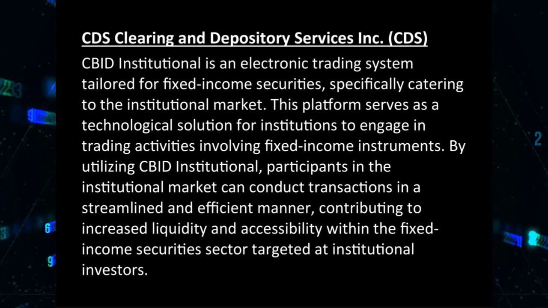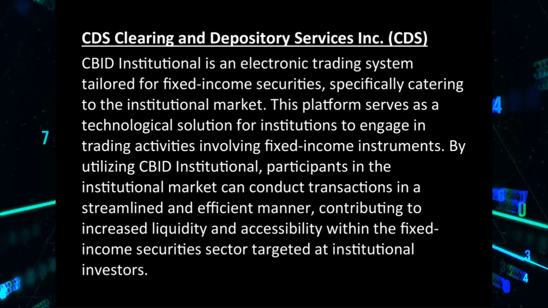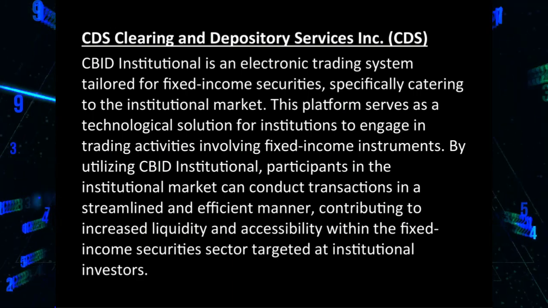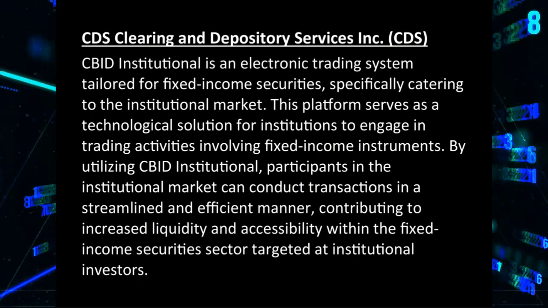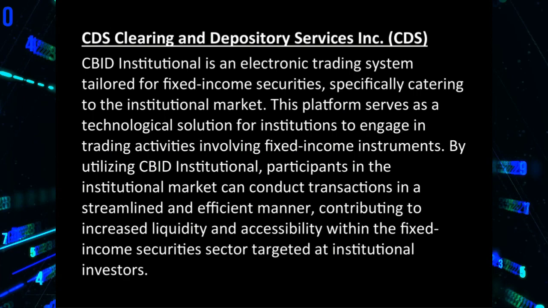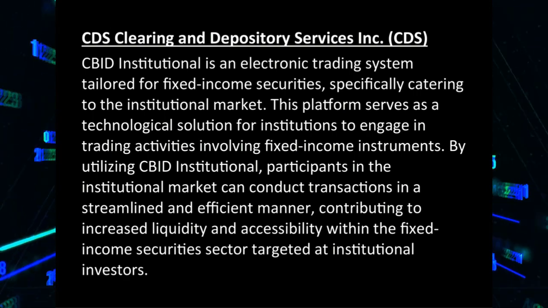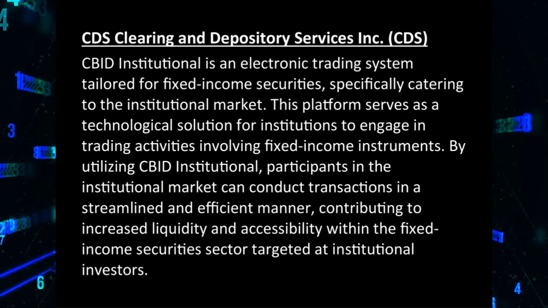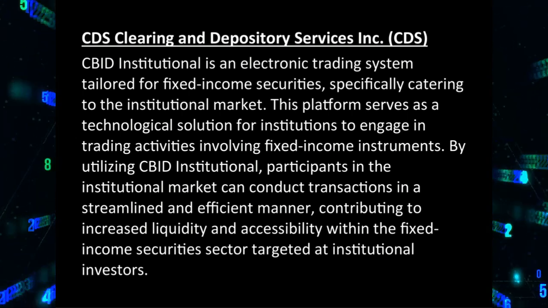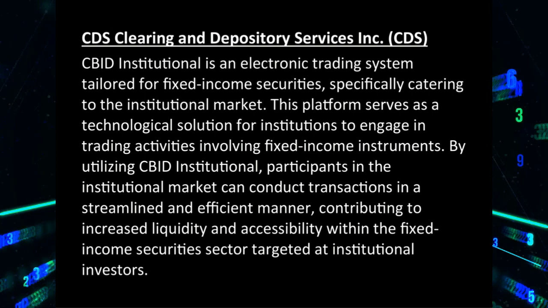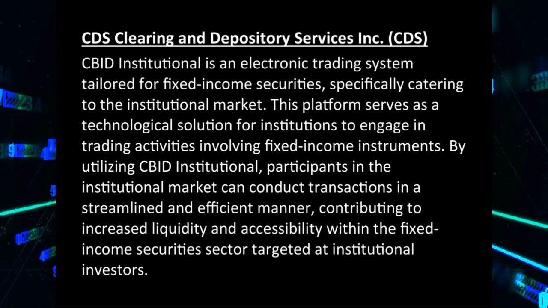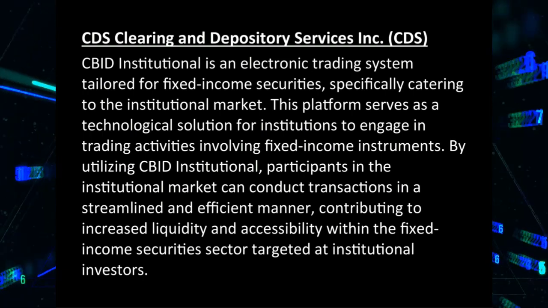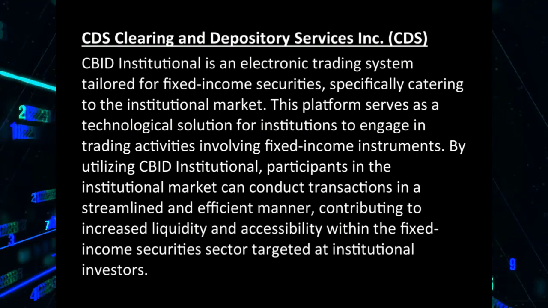QID Institutional is an electronic trading system tailored for fixed income securities, specifically catering to the institutional market. This platform serves as a technological solution for institutions to engage in trading activities involving fixed income instruments. By utilizing QID Institutional, participants in the institutional market can conduct transactions in a streamlined and efficient manner, contributing to increased liquidity and accessibility within the fixed income securities sector targeted at institutional investors.